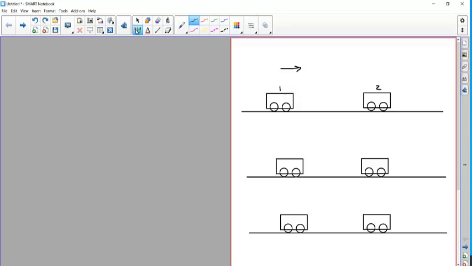So they actually will not touch each other. We'll use the carts with the magnets in them, so they'll approach each other. They'll be repelled and then they'll bounce back, so there'll be no contact between the carts.